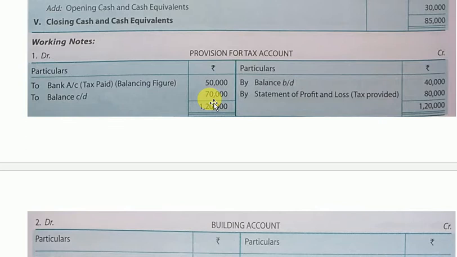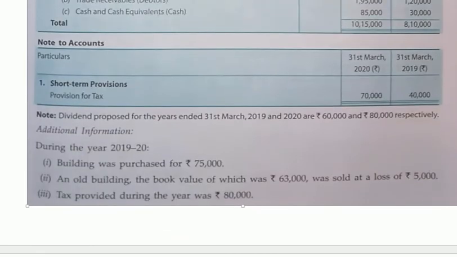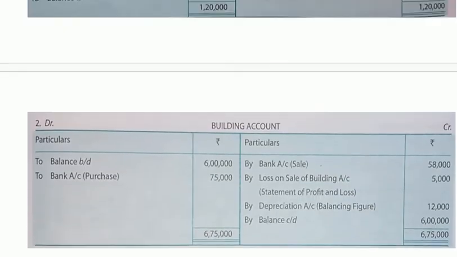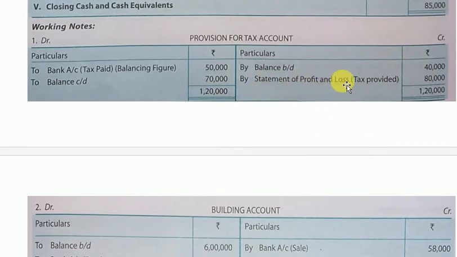Now let us see your adjustment language which I already discussed with you in the question. The adjustment says tax provided during the year was rupees 18,000, and I told you this is provision for tax made. So provision for tax made has a journal entry statement of profit and loss account debit to provision for tax account. So whenever the provision for tax is made, we have to put it on the credit side. So this is 80,000 and it says by statement of profit and loss.